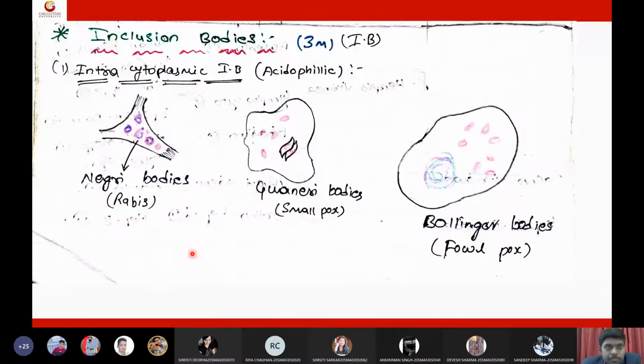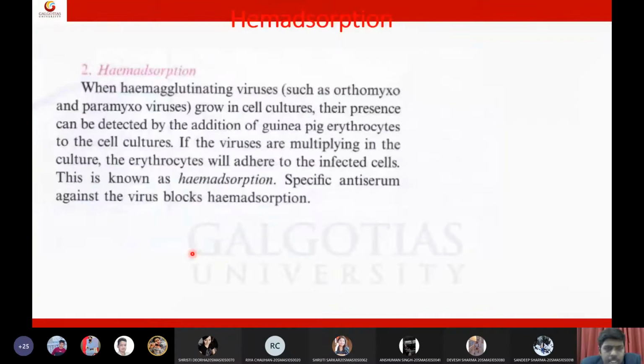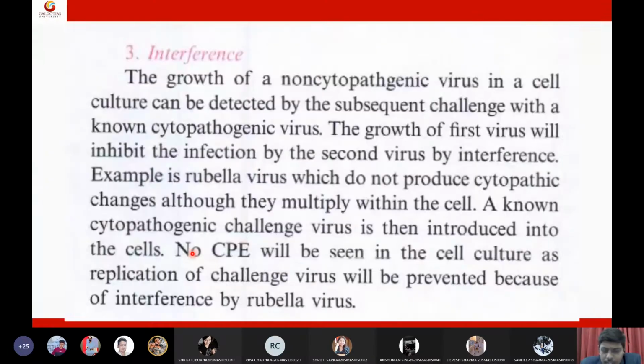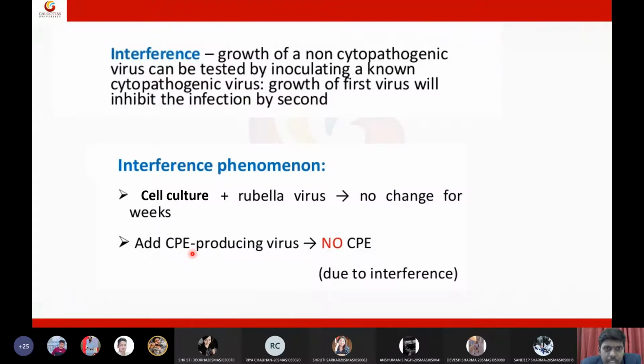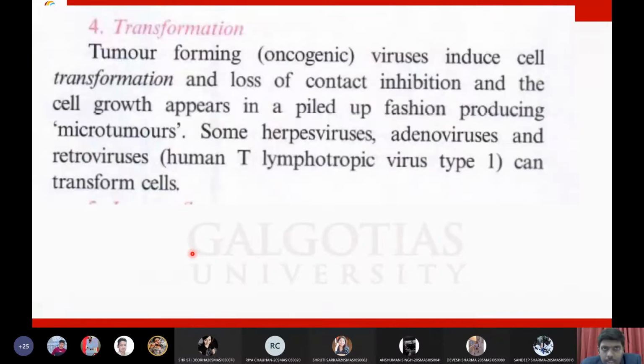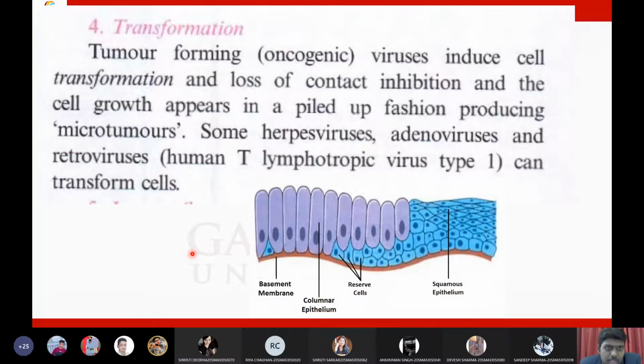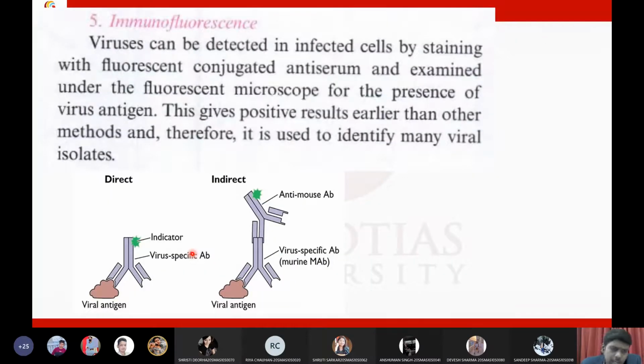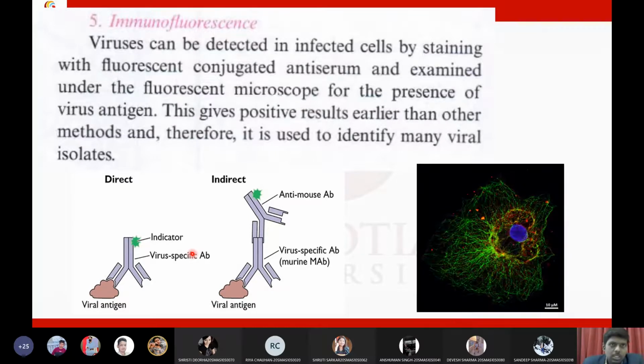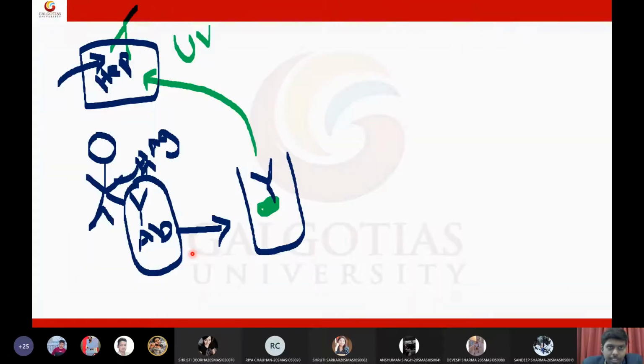Next, hemadsorption test for HIV and influenza viral detection, then interference test to detect non-cytopathogenic virus, transformation to detect cancer viruses such as herpes viruses, then immunofluorescence to detect any virus. Any viral antigen can be detected by using immunofluorescence tests. So this is all about detection of viruses.